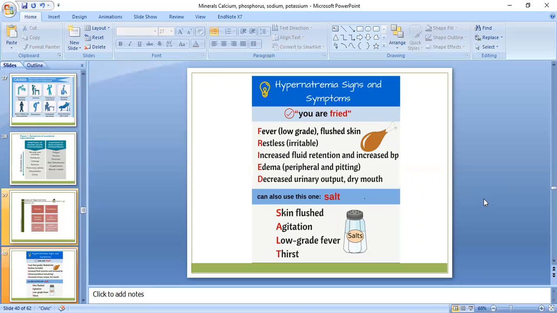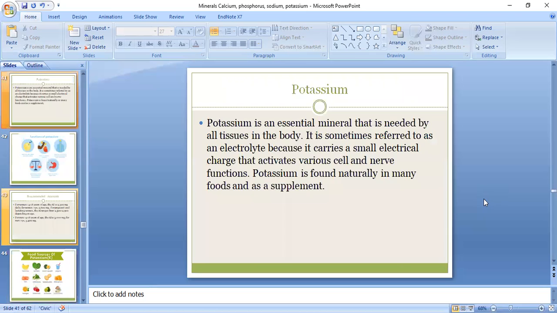Hypernatremia signs and symptoms. These include low-grade fever, flushed skin, restlessness and irritability, increased fluid retention and increased blood pressure, edema that is mostly peripheral and pitting, decreased urinary output and dry mouth. Other symptoms include flushed skin, agitation, low-grade fever and thirst. There is a mnemonic for the hypernatremia symptoms, that is "FRIED SALT."